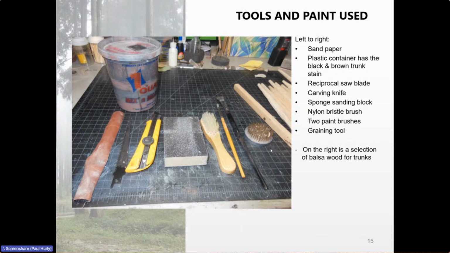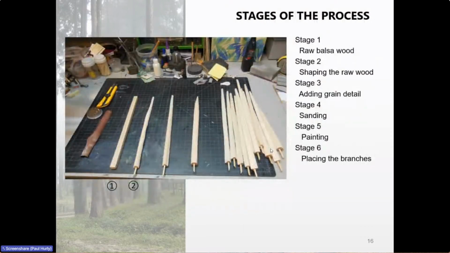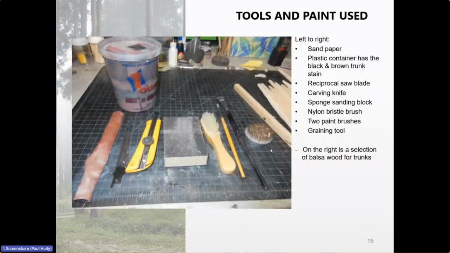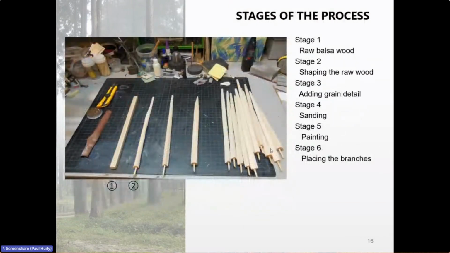Anyway, and moving on to the right, you'll see some of the balsa wood I use. The square block is balsa, and I'll tell you the reasons why I use balsa as we move on. Next, you'll see that I take a raw piece of the square balsa, then I shape it. And then another stage of what I do is I add the grain detail, and then I sand it, and I paint it, and then I place the branches on. So we'll move on and show you how to do that.